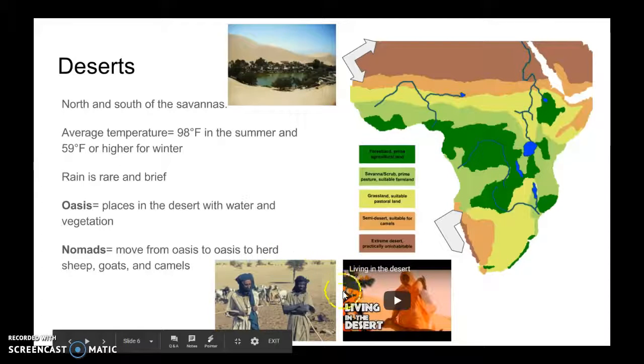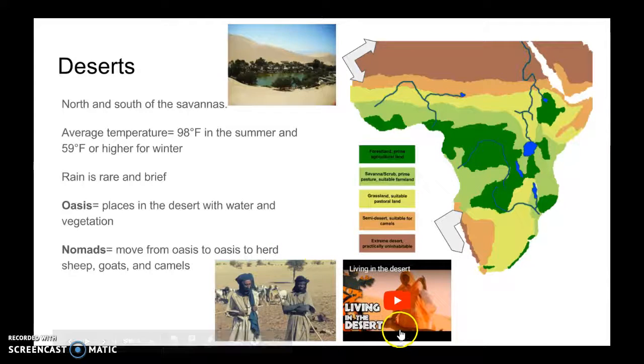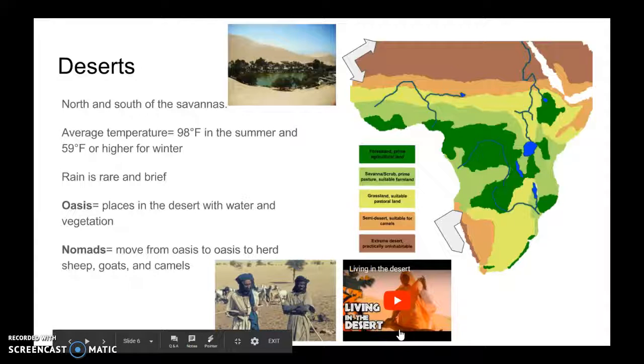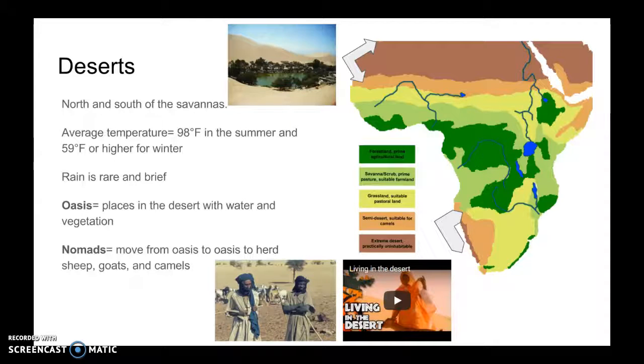I do have a short clip on living in the desert. I'd like you to pay close attention to how they farm, the way they dress, how they live. Okay, and use that to compare to what you know about how things need to grow, or even how you live and grow here in Pennsylvania.